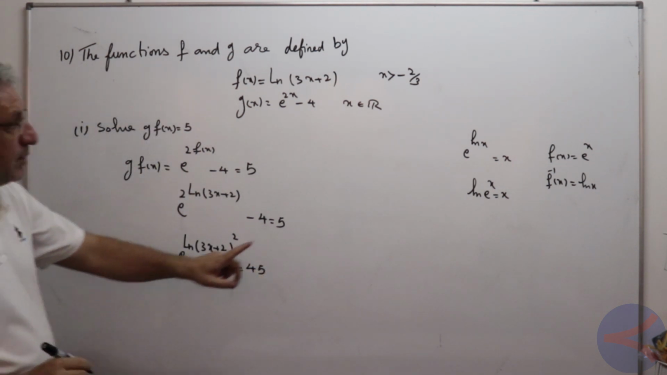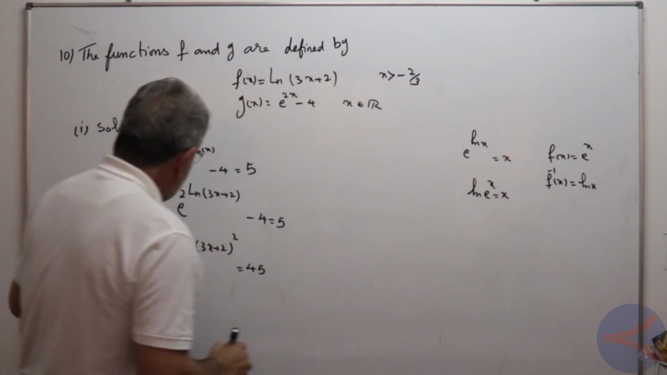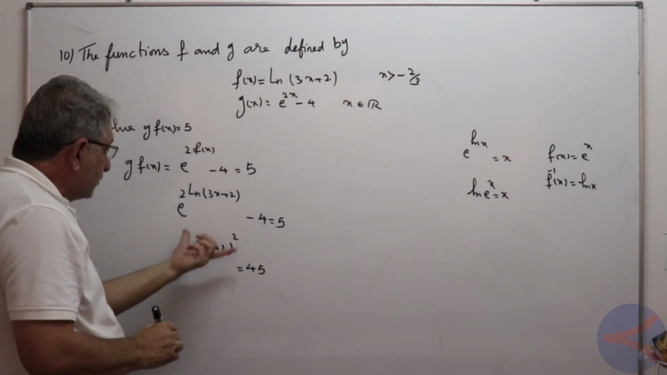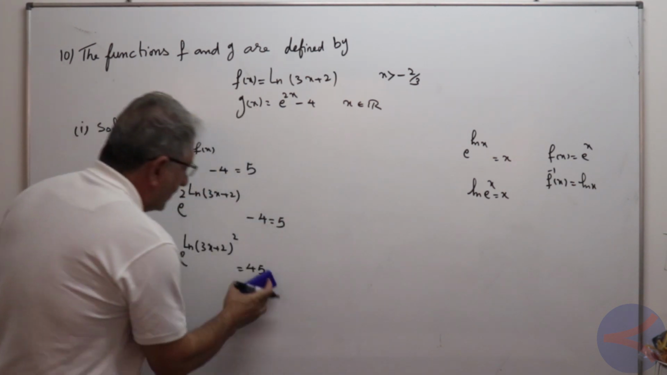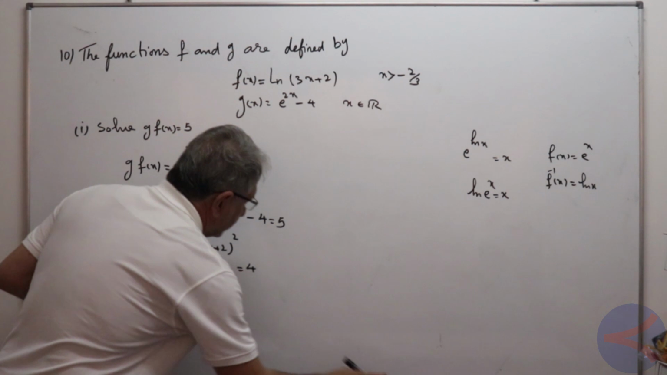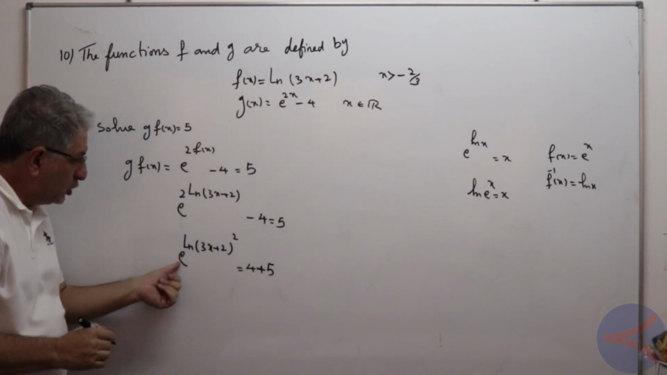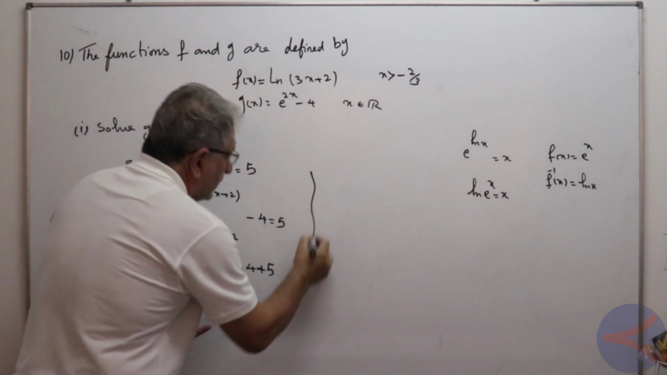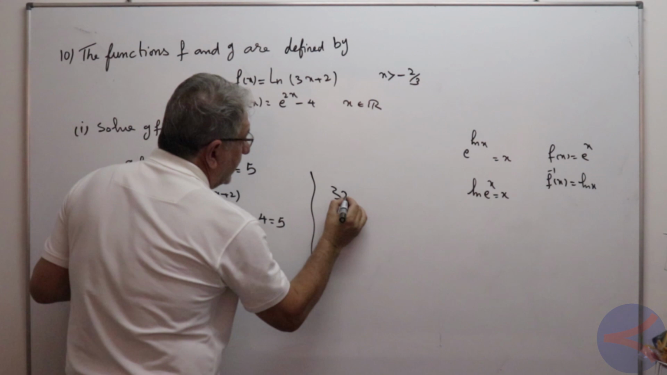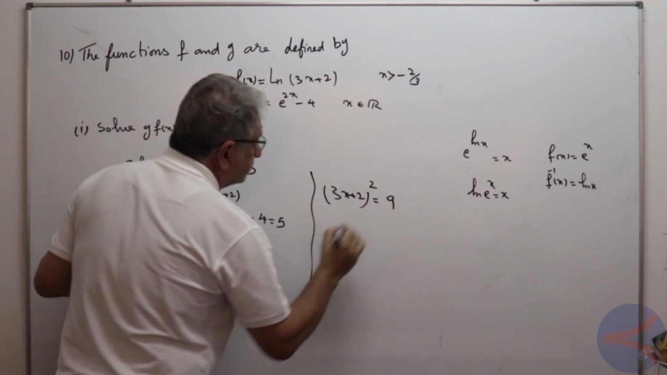Just as I explained here, if you have e to the power of ln x, it will be x. Therefore I have e to the power of ln of this, therefore this will be simplified. 4 plus 5. Okay, once again, therefore, e to the power of ln of this will be this value here. Therefore, here I'm going to get (3x plus 2) to the power of 2 is equal to 9.